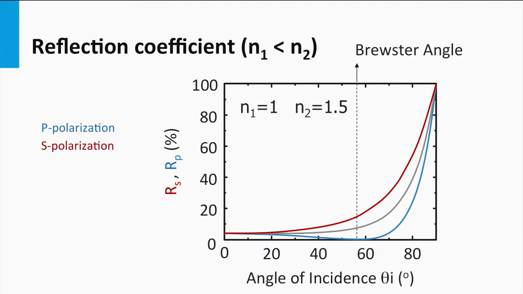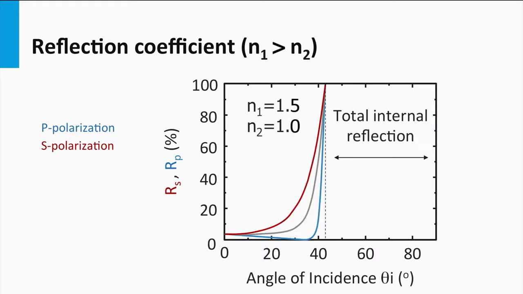In this graph, you see the relation between the reflection coefficient for s- and p-polarized light when medium 1 has a refractive index of 1, which is equal to air, and medium 2 has a refractive index of 1.5, like glass. What we can see is that the p-polarized light has an angle at which the reflection is equal to 0. This angle is called the Brewster angle. The gray line is the average, which represents randomly polarized light.